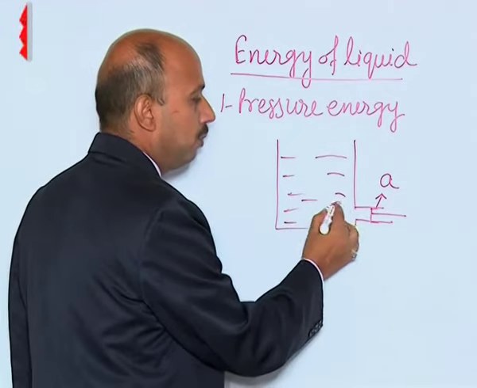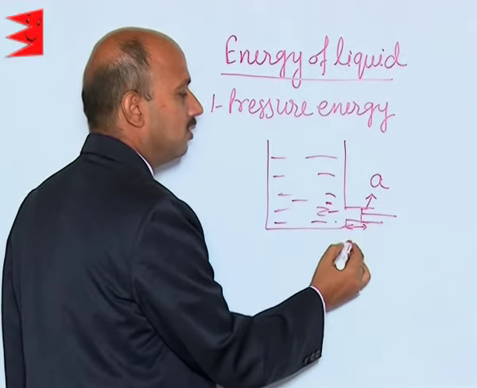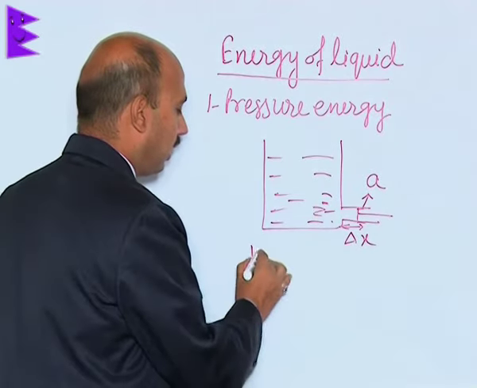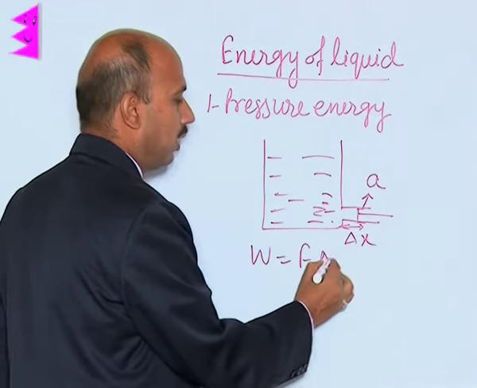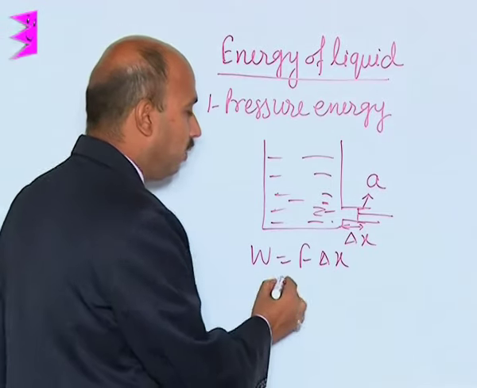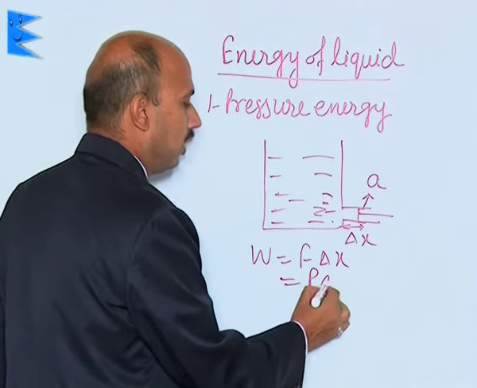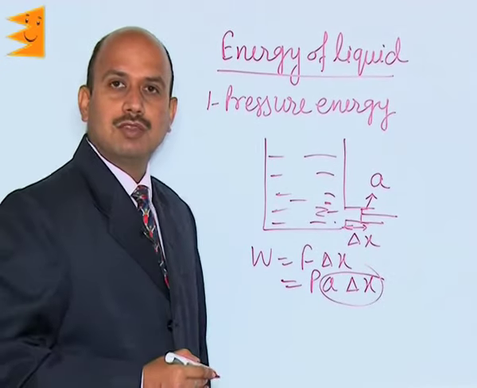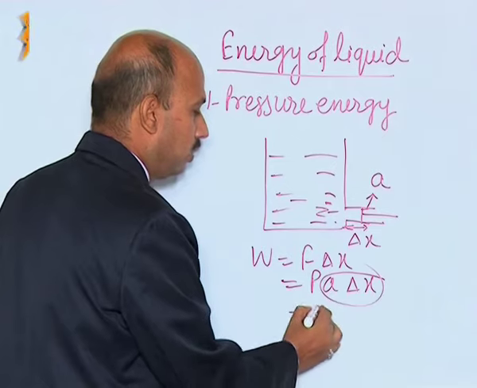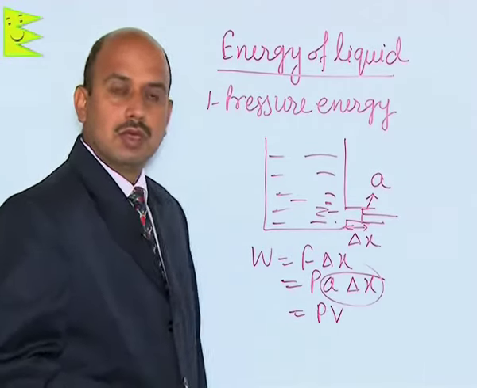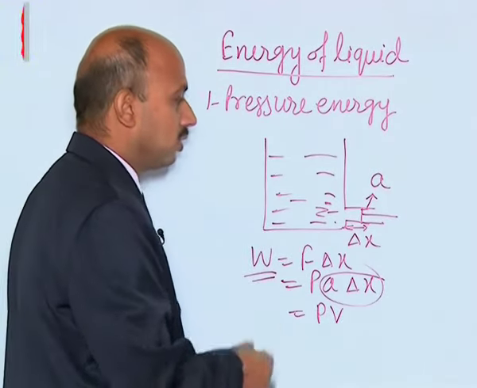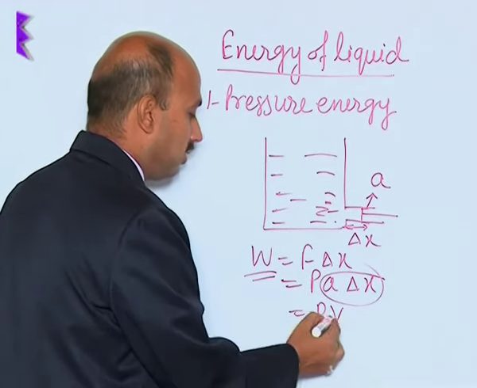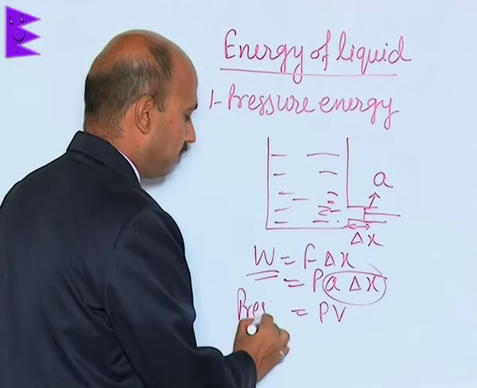Now, when you push the piston to this side by a distance delta x, the work done you can write as W is equal to F into delta x. F you can write as pressure into area into delta x. Area into delta x is actually the change in the volume, so you can write P into V. This work done against pressure is known as pressure energy.